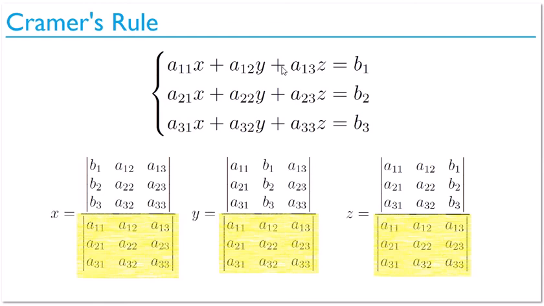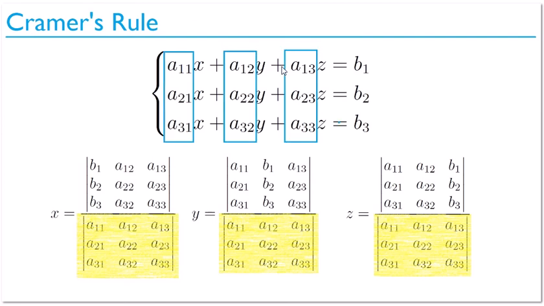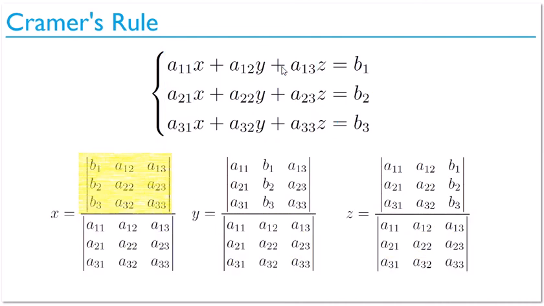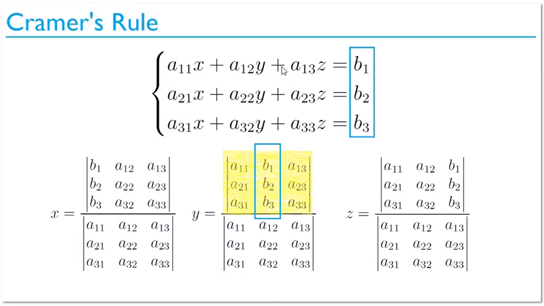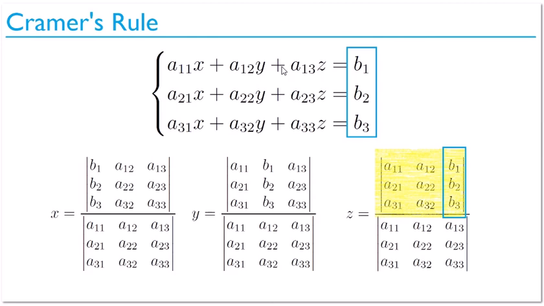The denominator of x, y, and z is the determinant of the coefficient matrix. To get the numerator of x, we replace column 1 of the coefficient matrix by b1, b2, and b3. For the numerator of y, we replace column 2, and similarly for the numerator of z, we replace the last column.